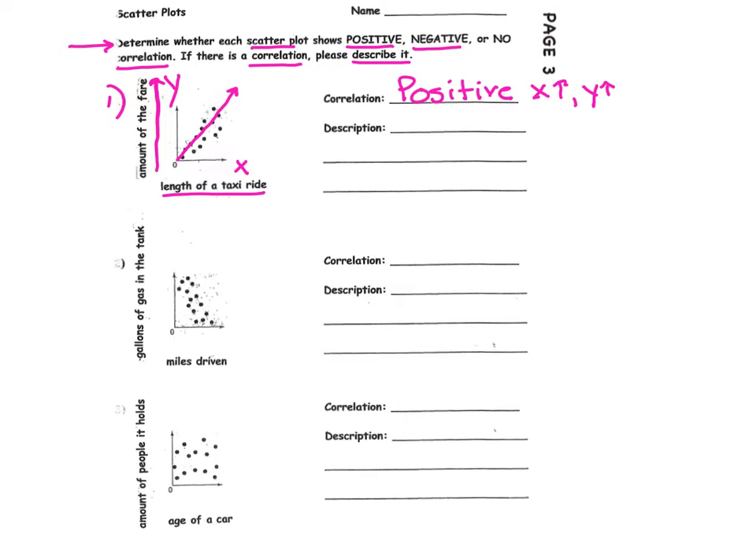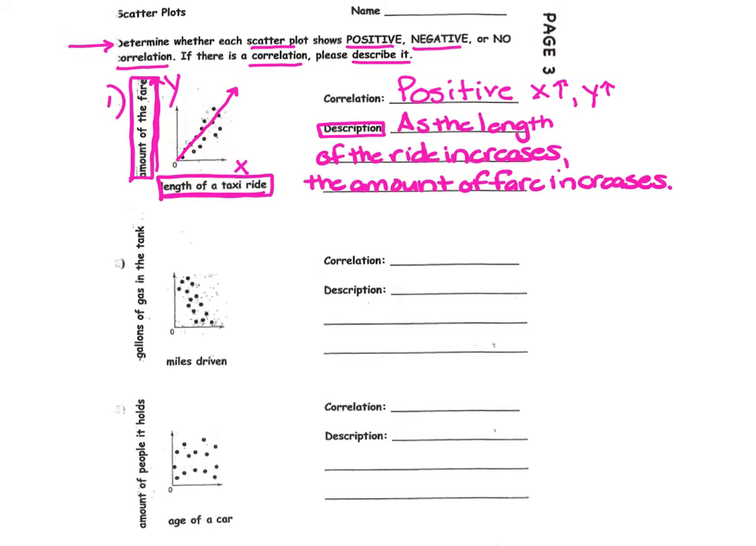But let's relate that description back to this specific problem. As the length of the ride increases, the amount of the fare will also increase. Please write that down. You should have written, as the length of the ride increases, the amount of the fare increases. Let's look at our next scatter plot.